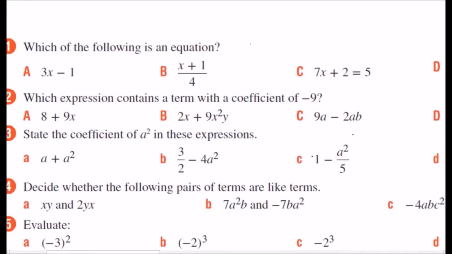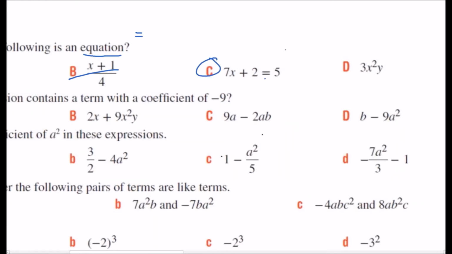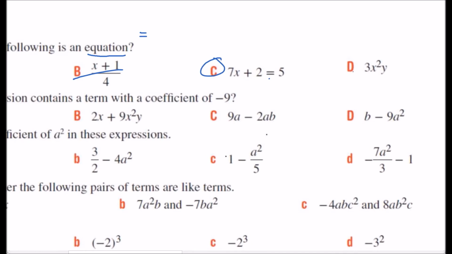Which one of these is an equation? Remember, an equation must have an equal sign. A doesn't have an equal sign, so it can't be that. It also can't be B, no equal sign. C has an equal sign right there, so it must be C. And D doesn't have an equal sign, so it can't be that one.